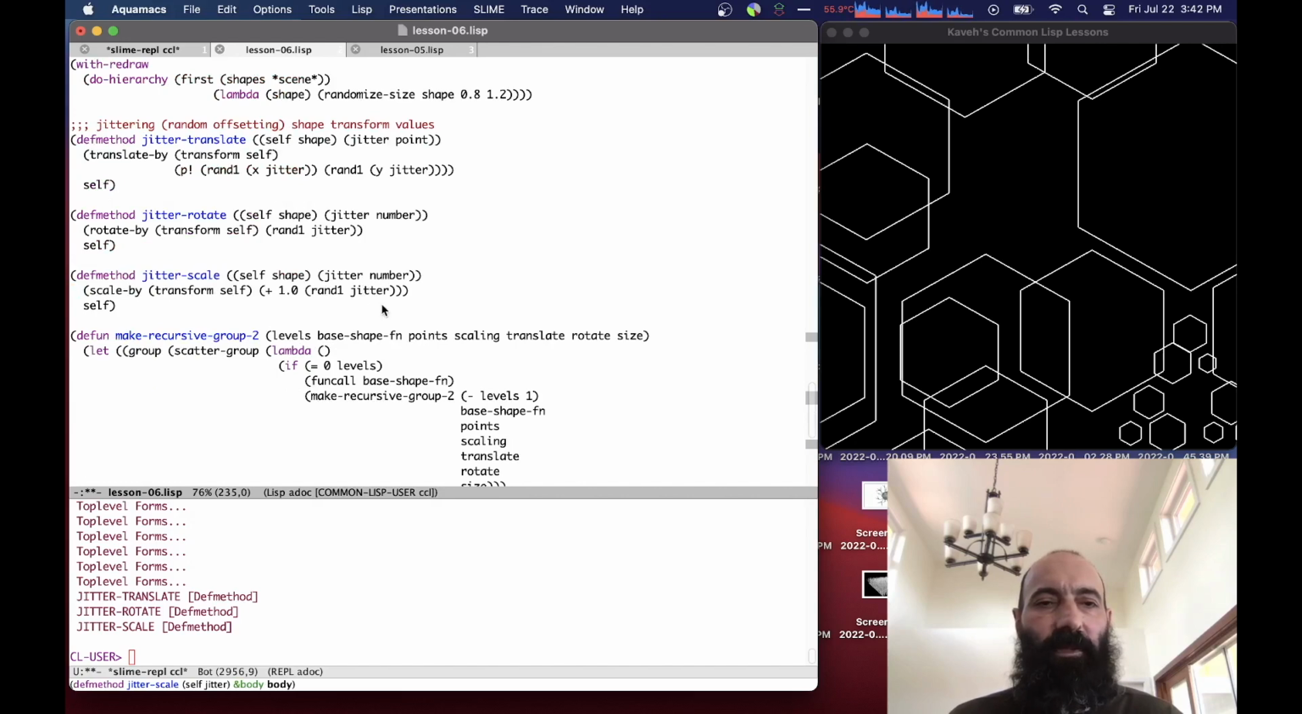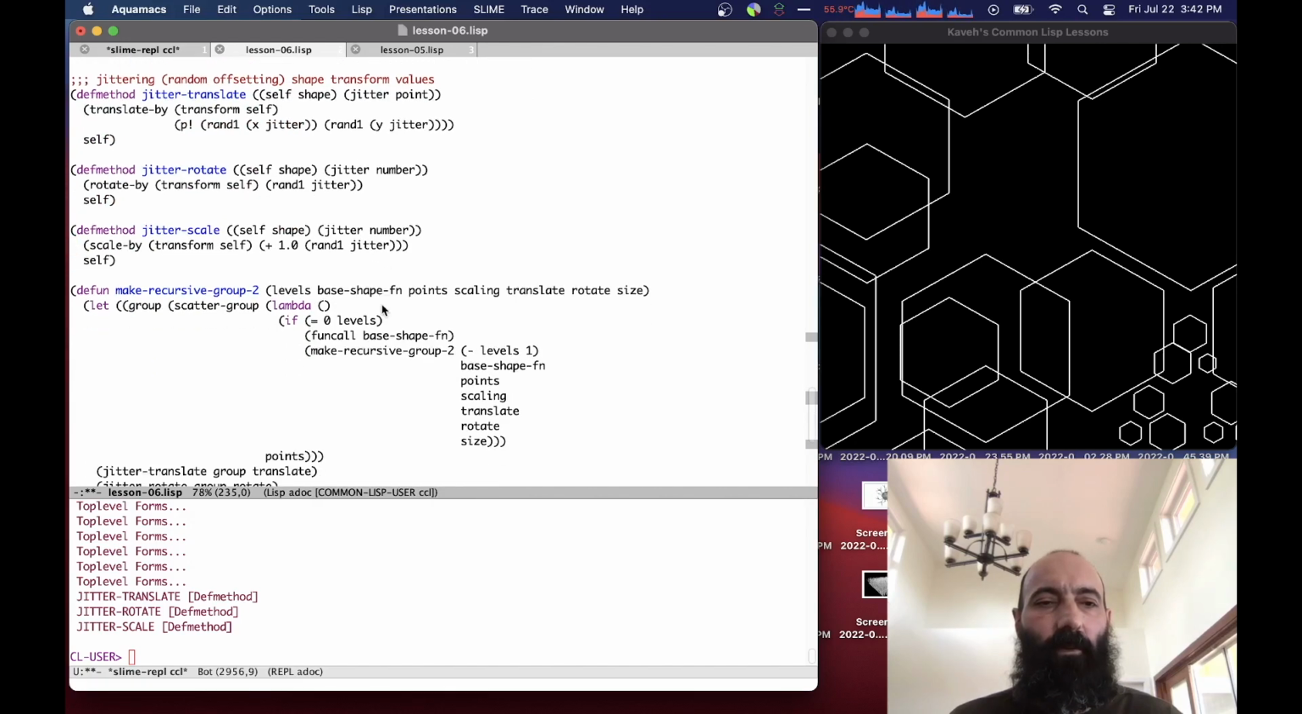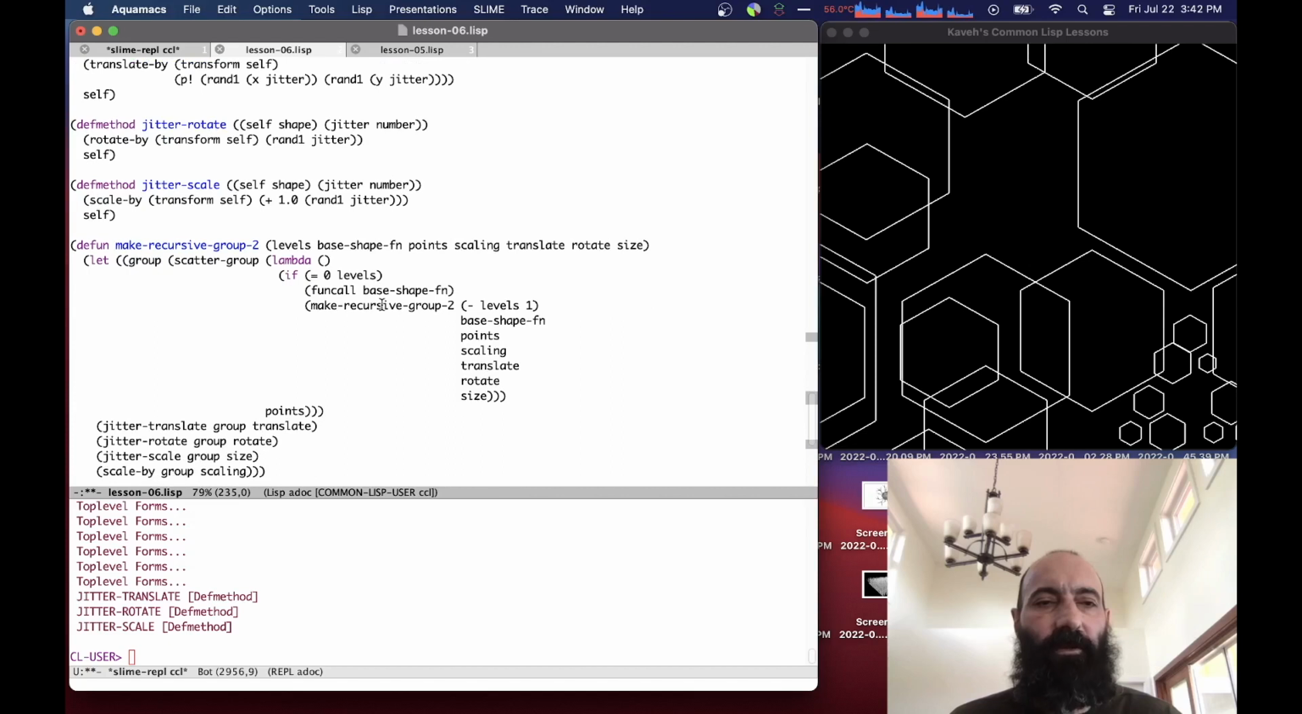Now, we decide to do one more generalization or elaboration of our recursive group method, not method, function. We just call it make recursive group 2. And before it takes a scaling, but this time it also takes a translate, a rotate, and a size. So it does the same exact thing recursively, except it also does a jitter, translate, rotate, and scale at every level. So let's see what this does.